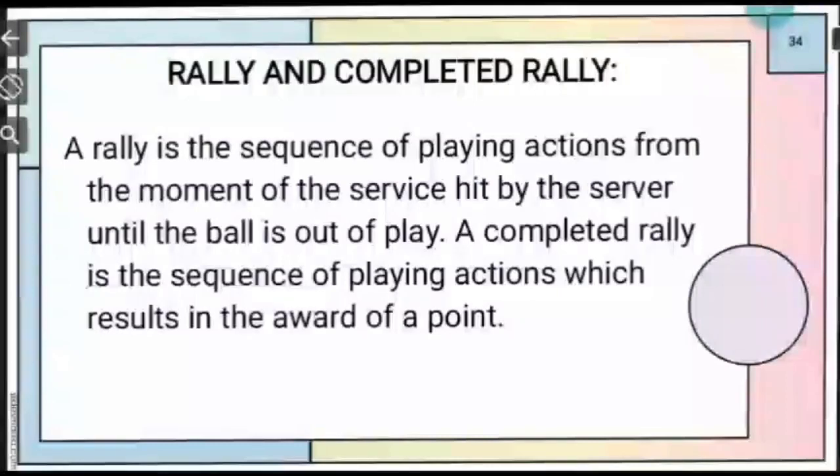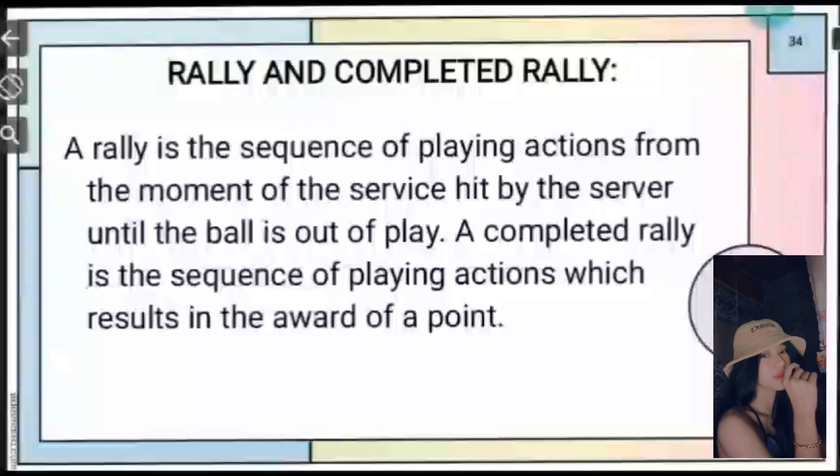Hello everyone, my name is Sheena Hania, and this is my topic. My topic is all about rally and completed rally. When we say rally, it is the sequence of playing actions from the moment of the service hit by the server until the ball is out of play. A completed rally is the sequence of playing actions which result in the award of a point. First, if the serving team wins a rally, it scores a point and continues to serve. Second, if the serving team loses, it scores a point for the opposing team and the opposing team serves.